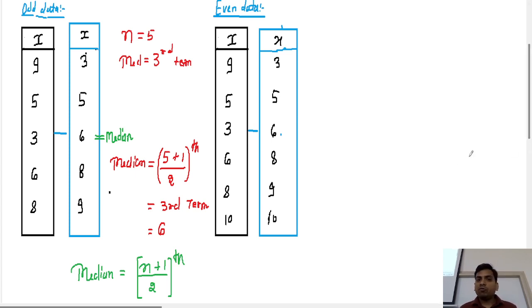In even data sets, the first task is arrangement. And as per the definition, median is the center location of data. In this arrangement, which one is the center location? There are two numbers, 6 and 8. So we can't say the median is 6 or 8. The median lies between 6 and 8. This means the average of 6 and 8, that is 7. This is the median.